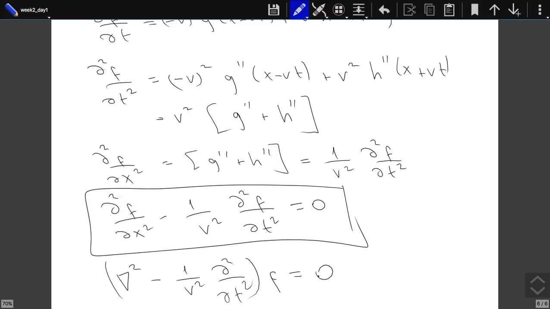Let's look at one example of a wave phenomenon, and how it comes from the underlying physics. Let's look at the waves on a string.